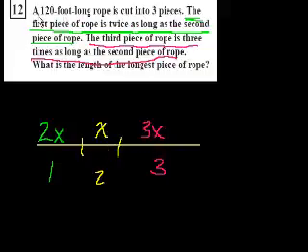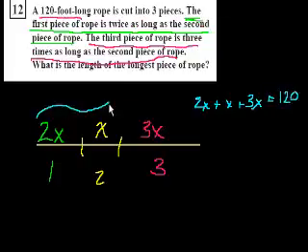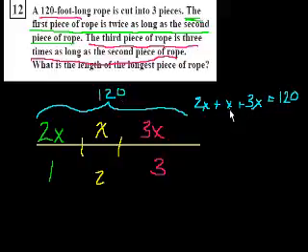Well, they tell us that it's a 120-foot long rope. So let me add that up. If I do 2x plus x plus 3x, that's going to equal 120 feet, right? That whole distance is 120. So 2x plus x is 3x, plus 3x, you get 6x is equal to 120.